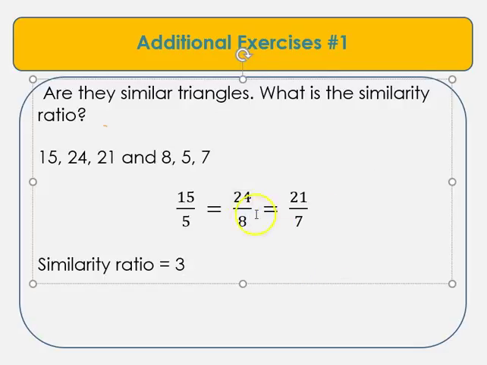There we go. Okay, so 15 is to 5 as 24 is to 8 as 21 is to 7. If you simplify the fractions, their similarity ratio is 3. So they are similar triangles.